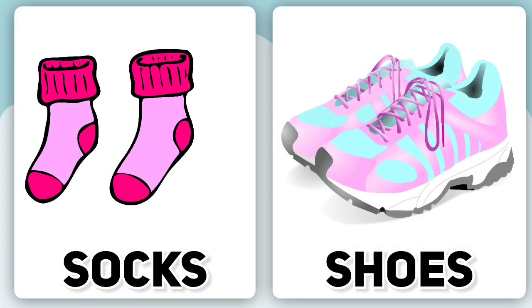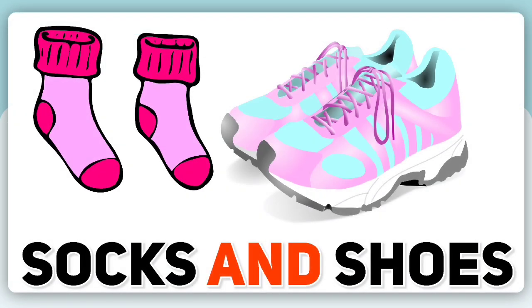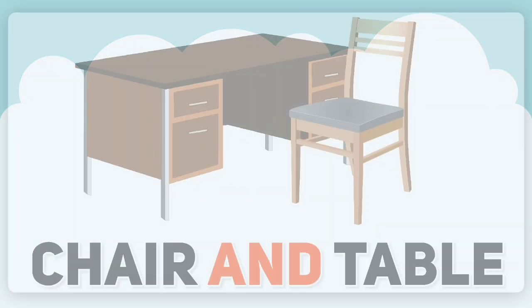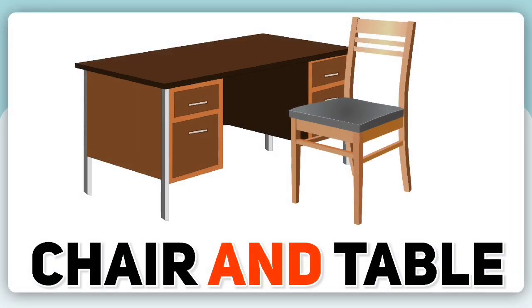We have two words, socks, shoes. When we join them, we say socks and shoes. We have two words, chair, table. When we join them, we say chair and table.